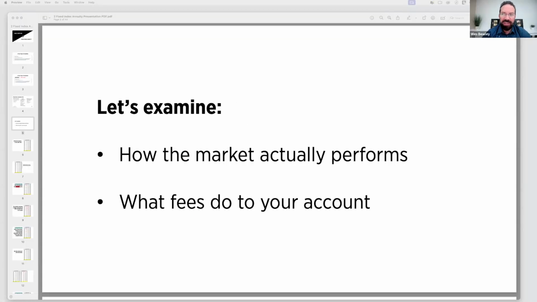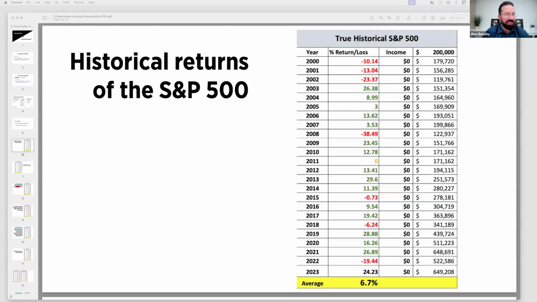So let's examine what fees do to your account if you were to just leave money in the market with Edward Jones or Merrill Lynch or Charles Schwab or any of those companies or any other financial advisor. If you're just in the market, we're going to look at how those fees work out. And then we're also going to show you how the market actually performs. So if you can see my screen right now, what I have is historical returns of the S&P 500. Now, this is not what we do, but this is just the historical returns of the market. And I didn't get these from Bob at the insurance office. I basically just went straight to Google, and these are the numbers that it will provide you.